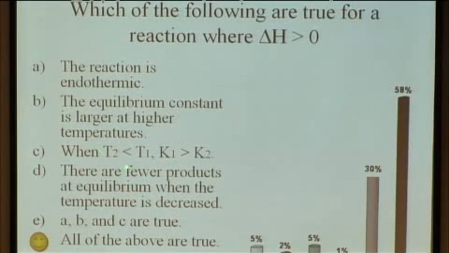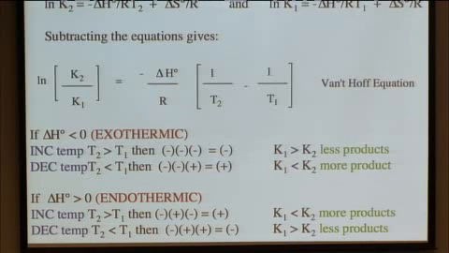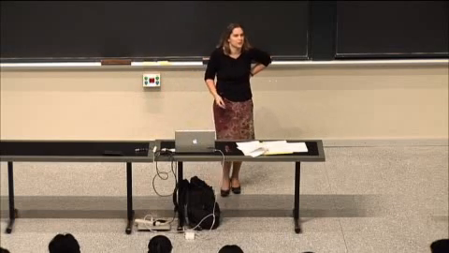Then let's think about when you decrease the temperature, when temperature 1 is greater than temperature 2. This would favor the exothermic direction. So you would expect fewer products at this newer temperature. This part asks about K1 versus K2, and we see K1 is greater than K2. And then D says there are fewer products at equilibrium when the temperature is decreased. That's just the word way of saying the same thing. So all of those are true. But again, people did very, very well with this question.